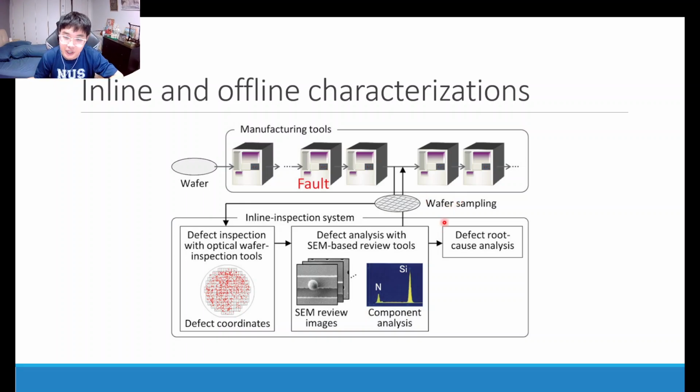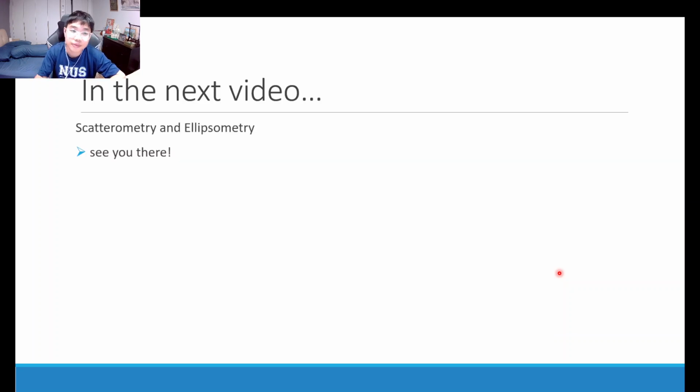Likewise, your electrical characterization is most of the time an offline characterization, where your microprobes are assembled on your wafer and your electrical measurements are taken, usually on your test structures. So this marks the end of this video.